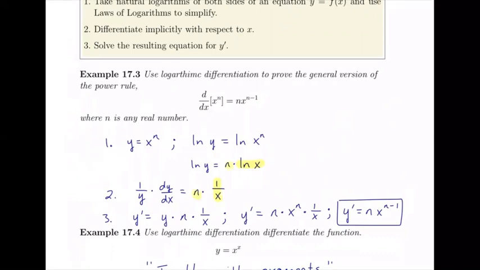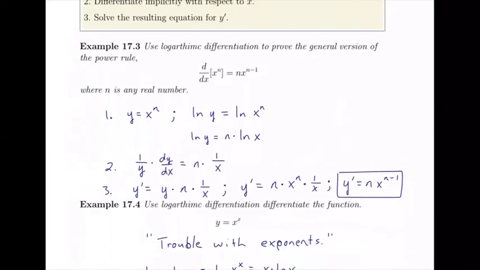And n is multiplied by that as a constant multiple. So now we're ready to solve for dy/dx, in other words, for y prime. And that's the third step of this, right? So again, first is take logs, simplify. Second step, differentiate with respect to x on both sides. Third step, solve for y prime, or dy/dx.